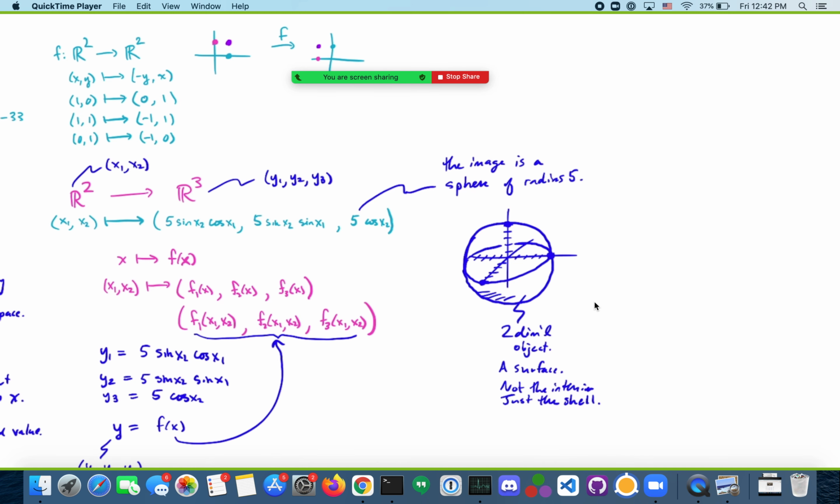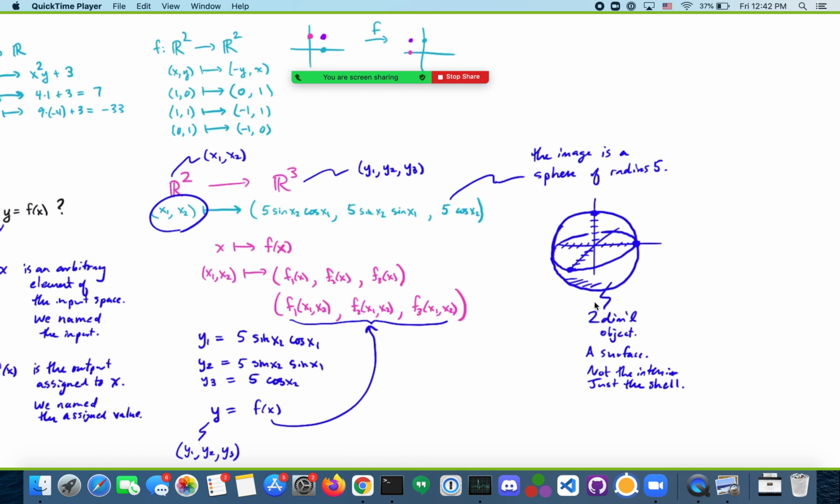Okay, so this is a map. The map sends a point in the plane to a point in 3D. And the image are the set of all outputs. All the possible outputs, in this case, turn out to form an object that has a name called the sphere. It's like the surface of a soccer ball is a sphere. And that's the image. So it's a set of all outputs.